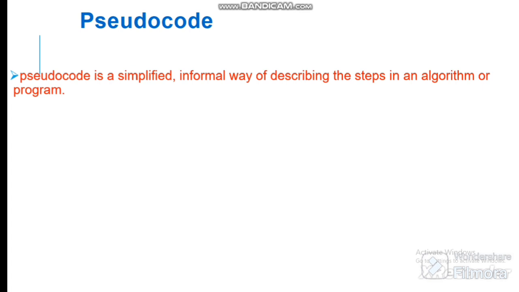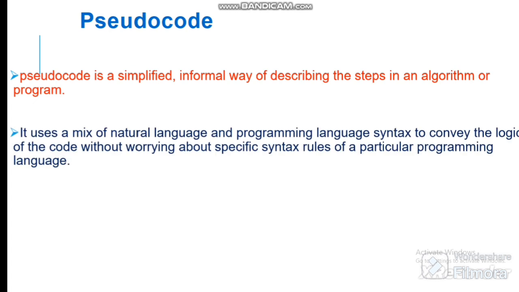In this video, we are going to discuss pseudocode. So pseudocode is a simplified, informal way of describing the steps in an algorithm or program. It uses a mix of natural language and programming language syntax to convey the logic of the code without worrying about specific syntax rules of a particular programming language.